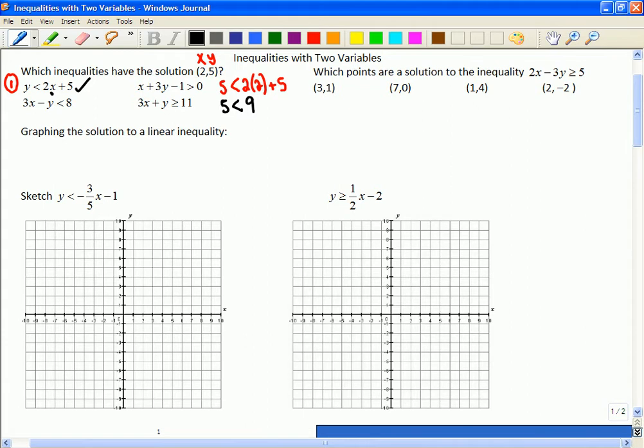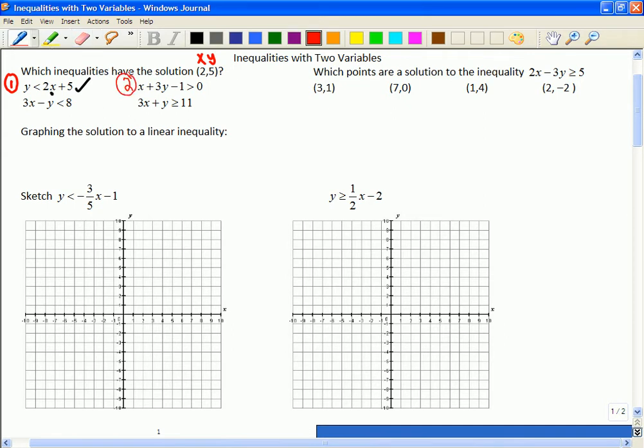Okay, so that's what I want you guys to try for those other three. We'll see which ones are part of those inequalities and which ones won't work for those inequalities. Okay, so let's just see if we got that.